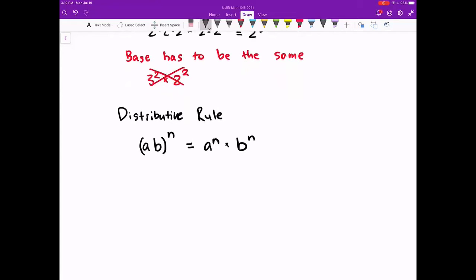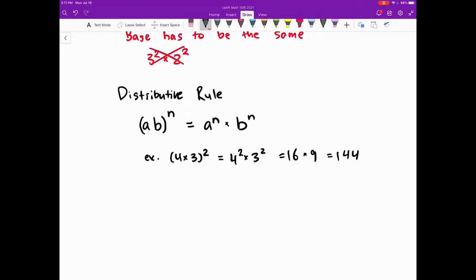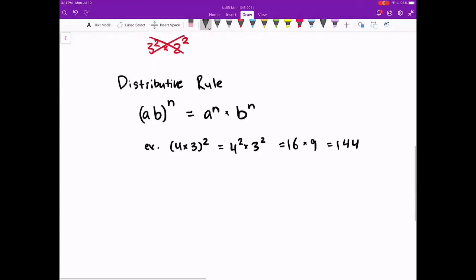An example of this: we can have in brackets 4 times 3, squared. We can distribute it over, and we have 4 squared times 3 squared, which is equal to 16 times 9. Use this rule if a times b is a pretty large number, because we want to split it so we get two smaller numbers, and that makes multiplication a little bit easier. However, if we don't use the distributive rule, we'll have 12 squared, which is not that big a number, but it makes multiplication much harder than doing 16 times 9.